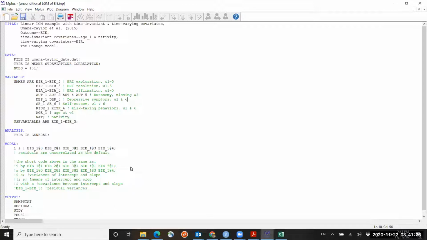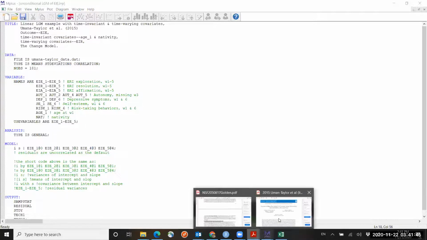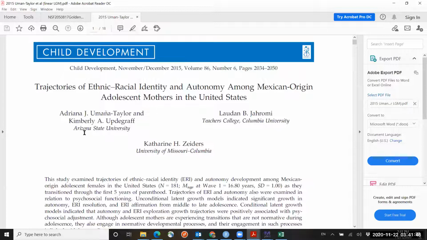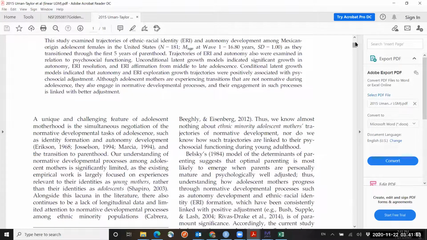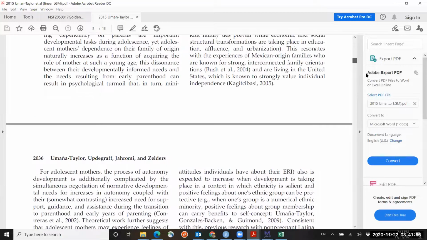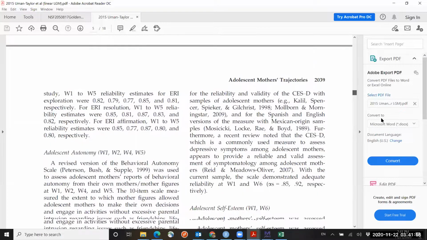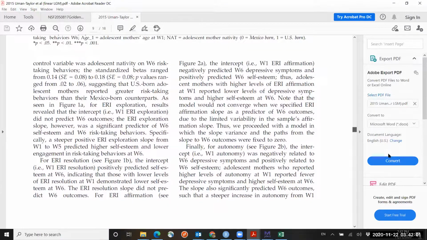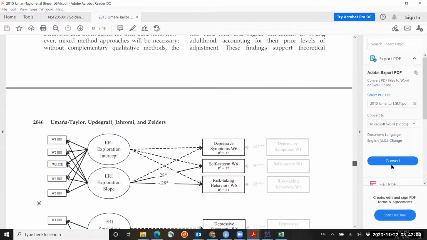Mathematically, a latent growth model is very similar to a confirmatory factor analysis. It's considered a measurement model because you are trying to identify the growth trajectory of the outcomes over time. For this example, I will use a paper by Umana-Taylor et al. They are interested in multiple constructs, but for this example, I will use only one: ethnic identity exploration.